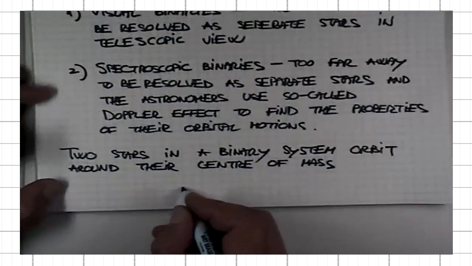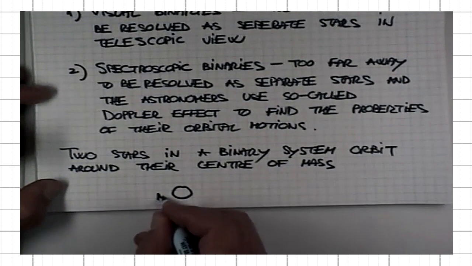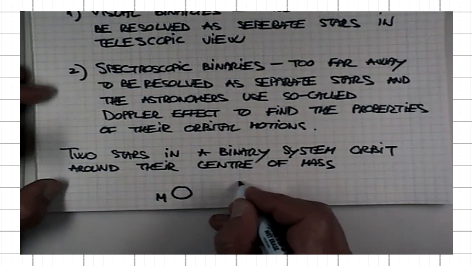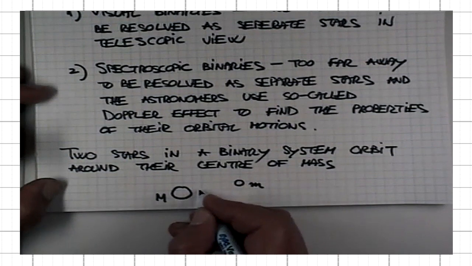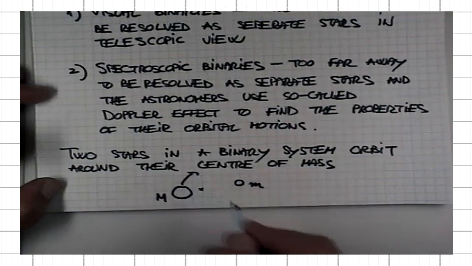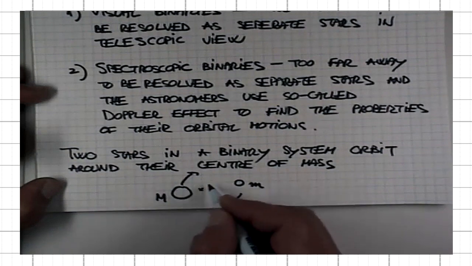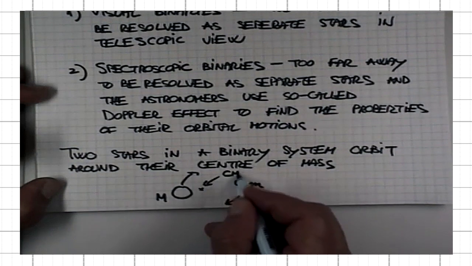Okay, so if I have two stars, one more massive and the other one less massive, it turns out that both of them move about a point between them, closer to the more massive star. So both of them are revolving around that point, and this is the center of mass, Cm.